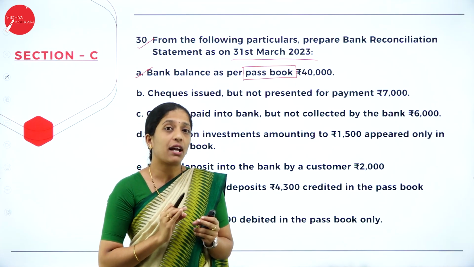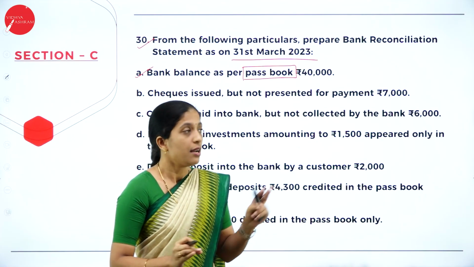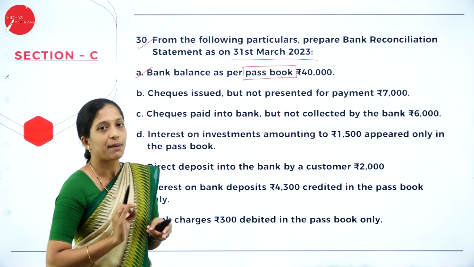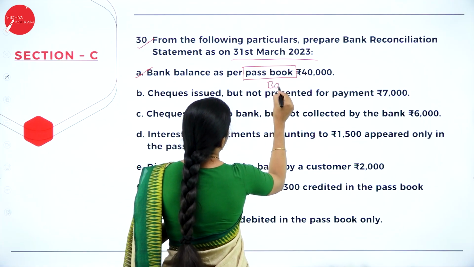Now if they would have given bank balance as per cash book, then cash book is the base book. But here in this question they have given bank balance as per passbook. So which would be the base book? Passbook is the base book. Okay, so this is the base book.